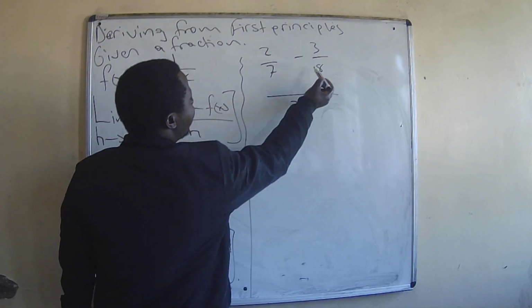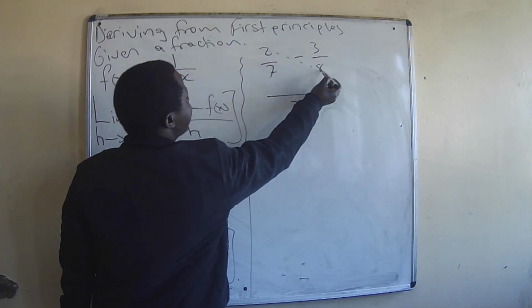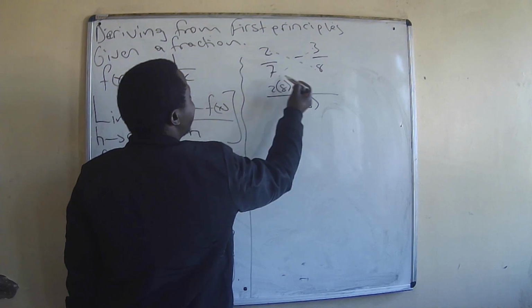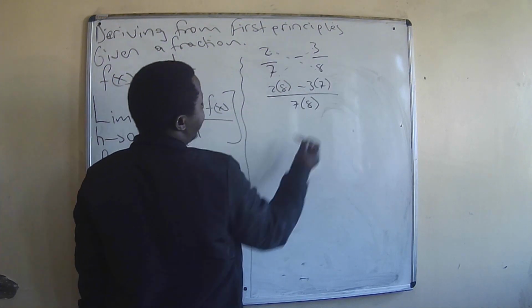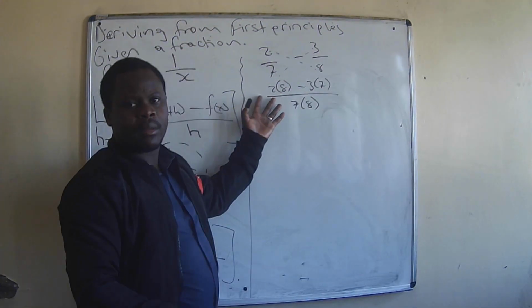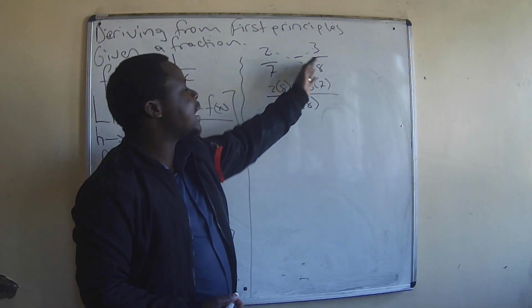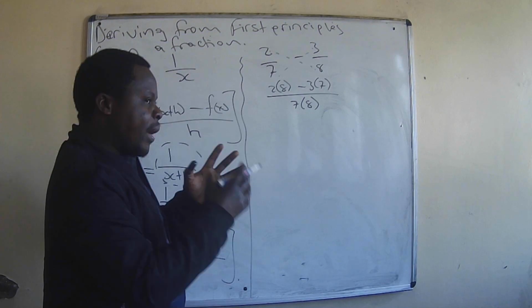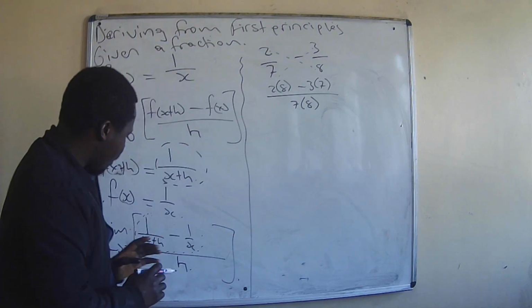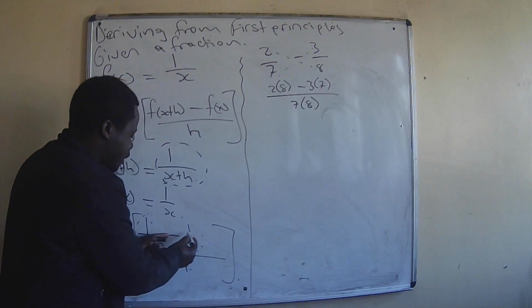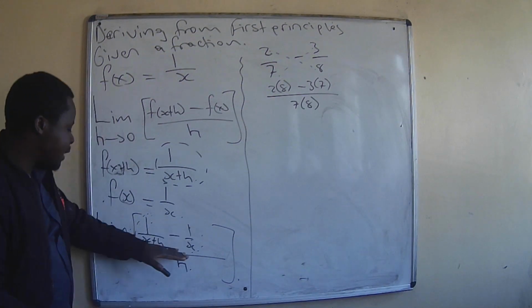After that, we need to cross multiply: 2 times 8, subtract 3 times 7. This is how we normally simplify a fraction when two fractions are subtracting each other. So we want to use the same concept on this numerator here, 1 over x plus h, subtract 1 over x.